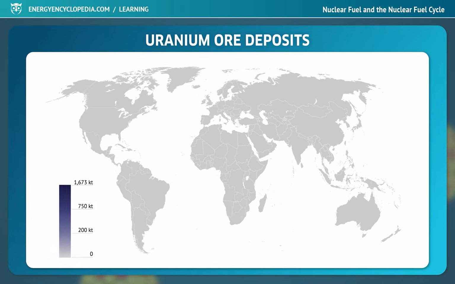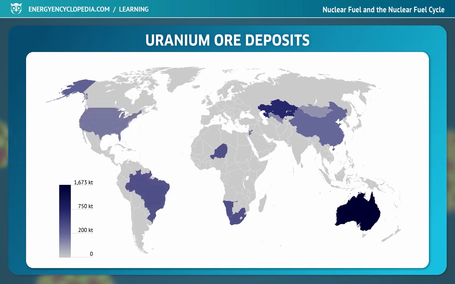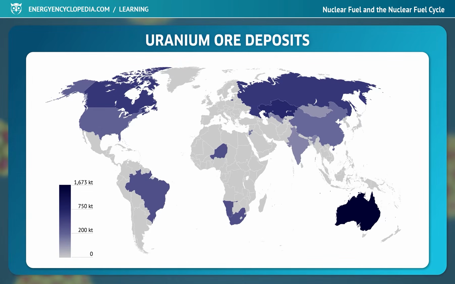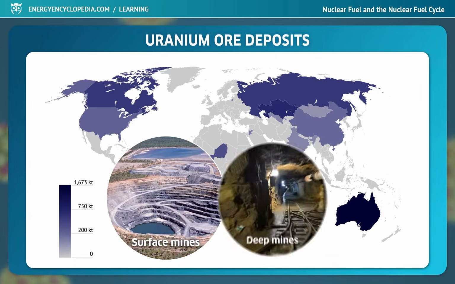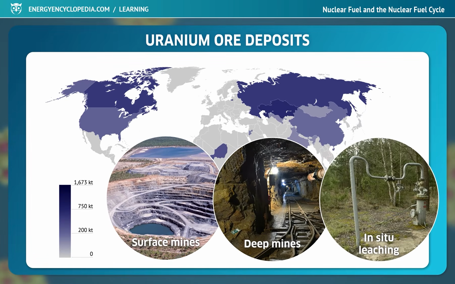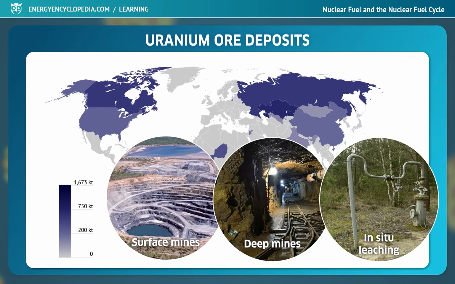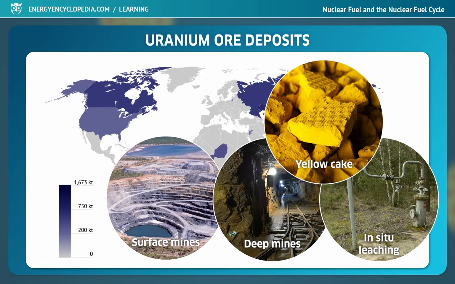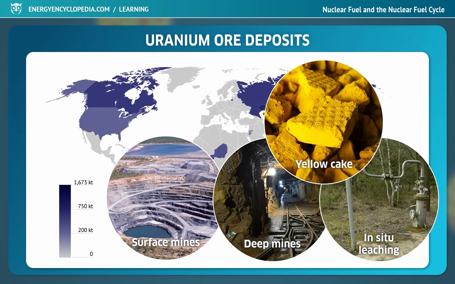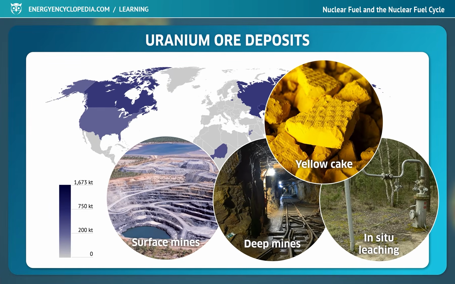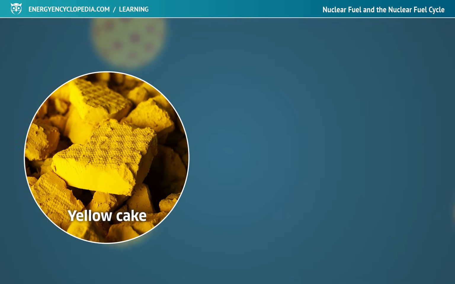Uranium is relatively abundant in the Earth's crust, and uranium ore deposits are found practically all over the world. The ore is mined either in classic surface mines, deep mines, or by the in situ leaching method. The mined ore is crushed and ground, and the uranium is then chemically extracted and concentrated into uranium oxide, known as yellowcake because of its color. This oxide contains 60 to 70% uranium.